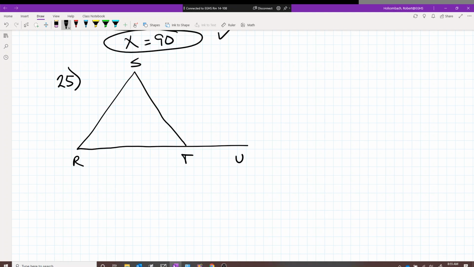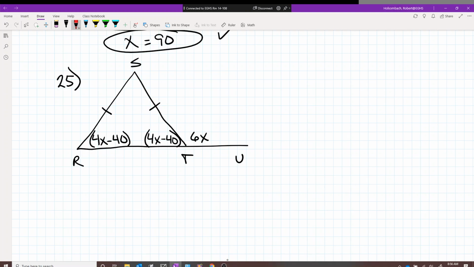In problem number 25, you're finding the value of x again. You have triangle SRT. SR is congruent to ST, which makes that an isosceles triangle. Angle R is 4x minus 40. Angle STU is equal to 6x. We said a minute ago that if two sides of a triangle are congruent, then the angles opposite those sides are congruent. That means that this angle down here, STR, is equal to 4x minus 40 as well.